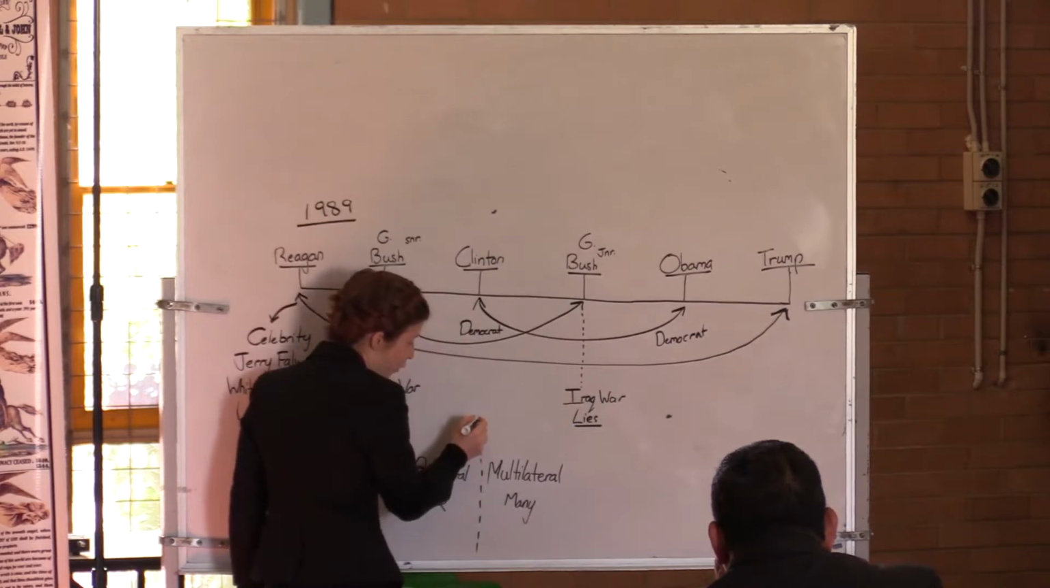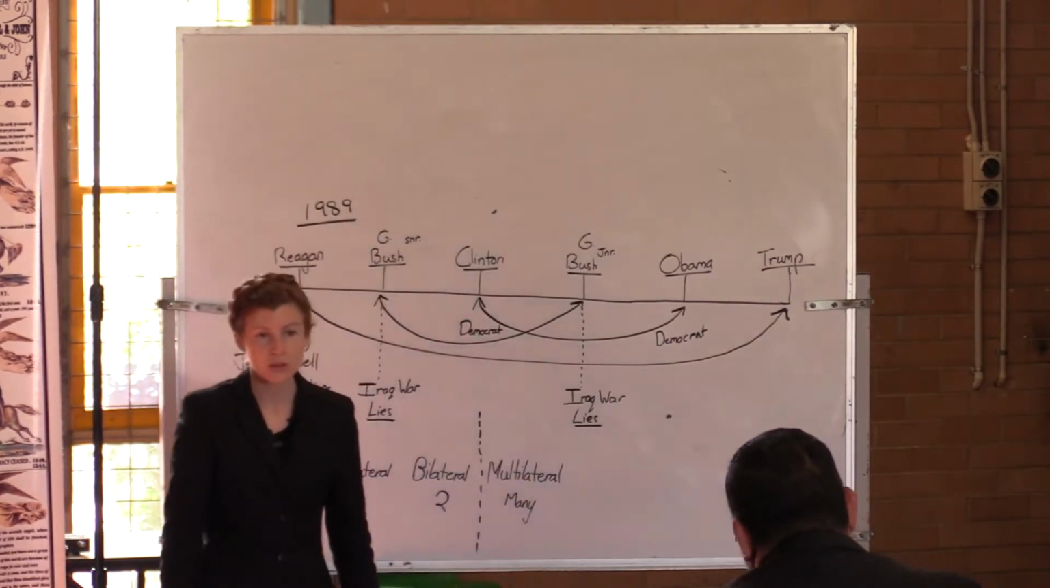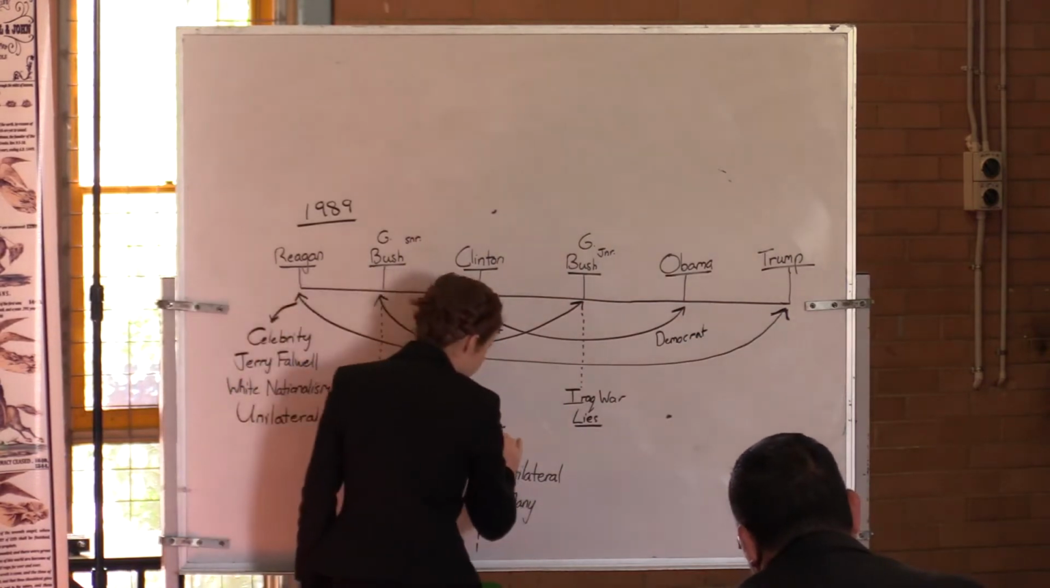That's his type of world order. That's what he wants. What's another word for multilateral? Globalism.